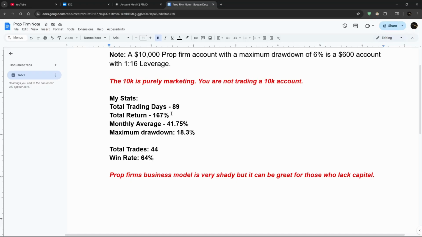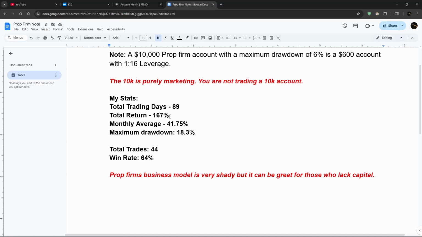It is not real. So in total, I was trading a $600 account and I made $1,000 on that $600 account. So I started off with $600 and I ended up with $1,600. The total return, assuming that the stop loss was being trailed, is 167%. So I made a 167% return in 4 months, and that's an average of about 42% a month. And that is the reality of prop firms.